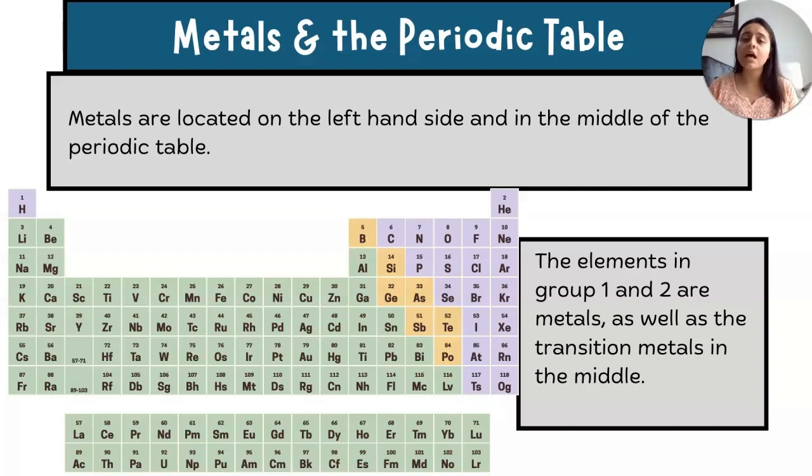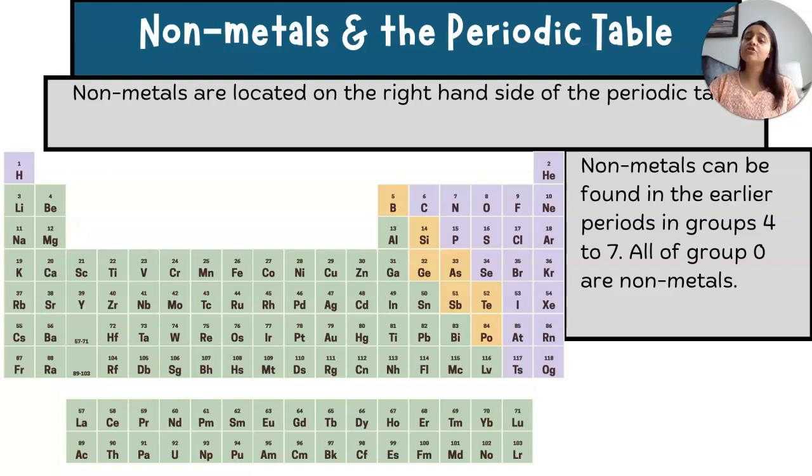So metals are located on the left hand side of the periodic table, and some of the metals are present at the middle part of the periodic table. The elements in group 1 and 2 are metals, as well as the transition metals in the middle. And non-metals are present on the extreme right of the periodic table. Non-metals can be found in the earlier periods in groups 4 to 7. All of group 0 are non-metals. I have already told you that non-metals can be liquid and gas, but metals are always solid.